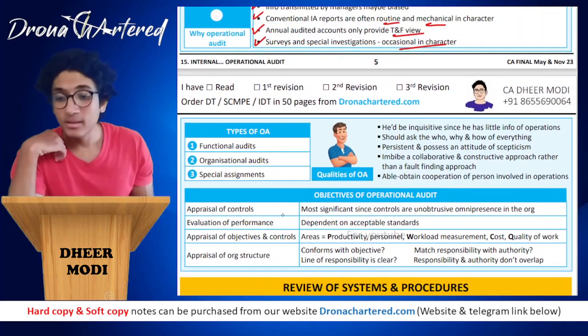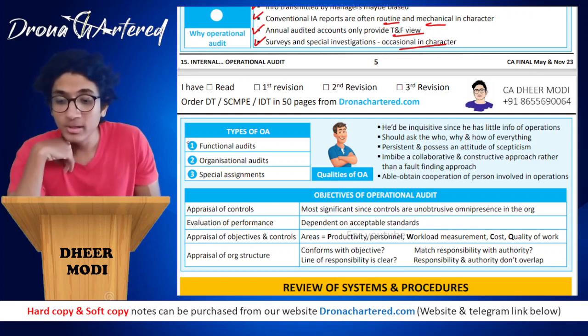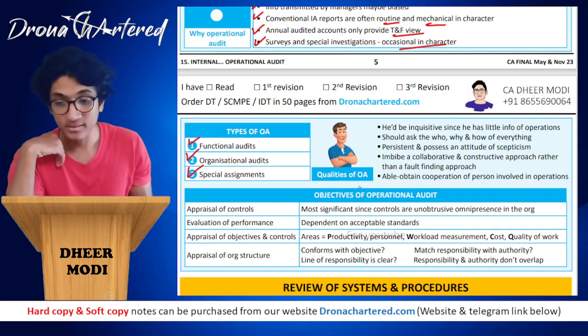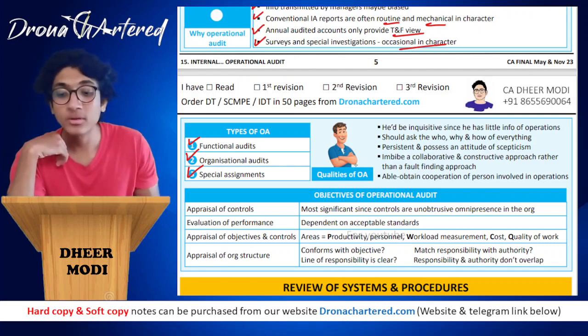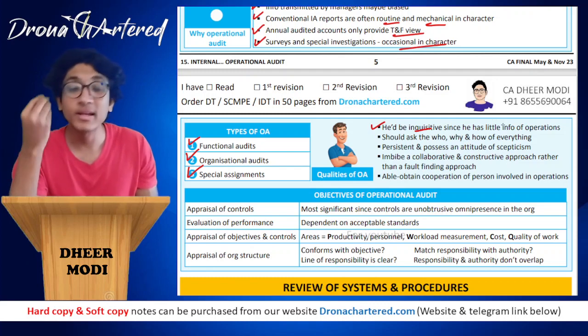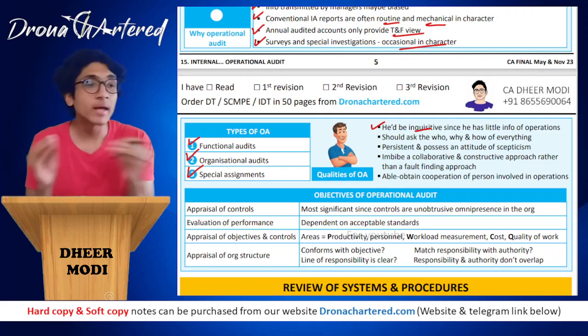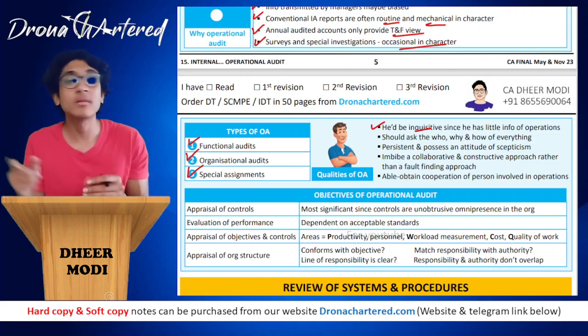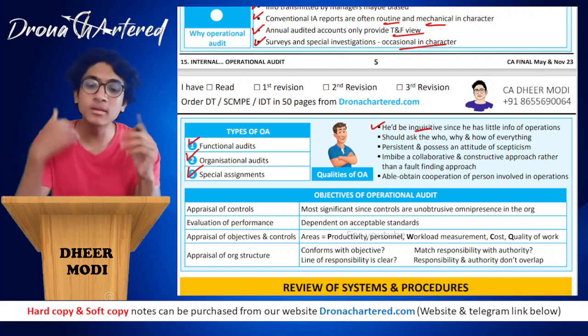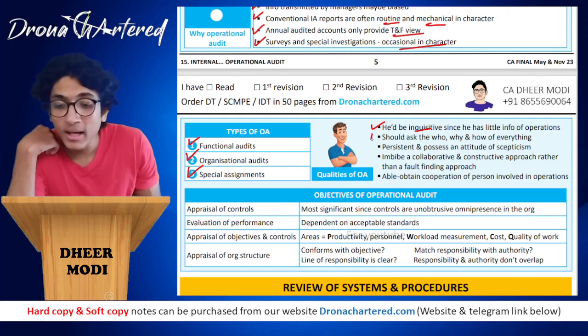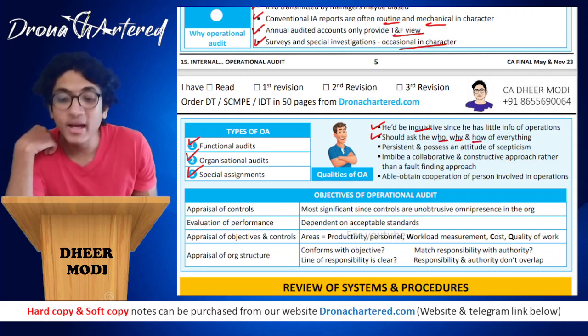Okay, next are the types of operational audit: functional audit, organization audit, and special assignments. What are the qualities of an operational auditor? First, he should be inquisitive since he has very little information about the operation. That means he should have a very questioning mind. He should ask everything. A kid is inquisitive. He will ask, sir, why this, why this, why this? Next, he should ask the who, why, and how of everything.